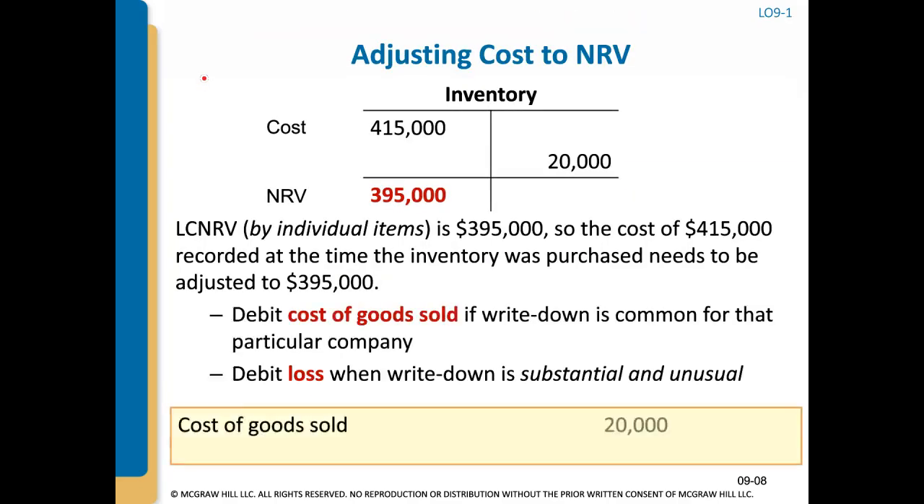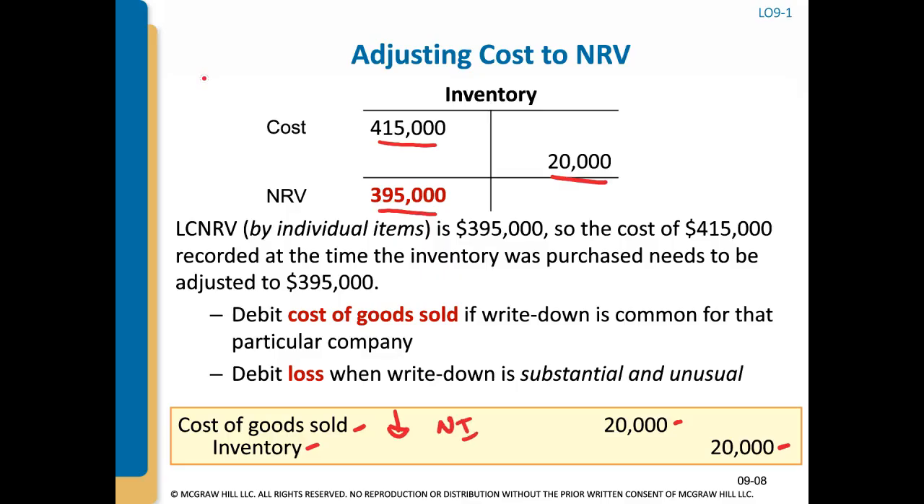The way we do that is if you just do a T account, it's on our books for 415,000. We need to bring down our inventory to 395. So therefore we need a credit of $20,000. Here our credit is inventory 20,000, and the debit is the cost of goods sold for 20,000. And that's how we reduce our net income.